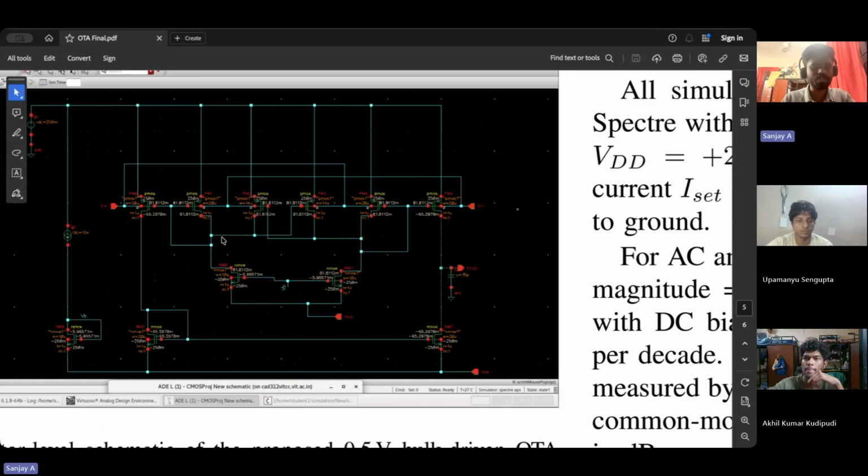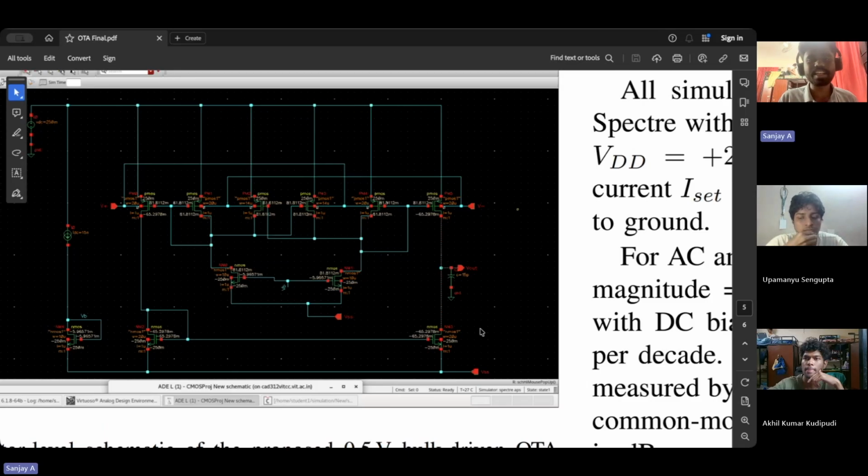M5 and M6 are PMOS transistors sized at width 20 micrometer and length 1 micrometer. They form a unity gain current mirror. Here's their function. The input stage produces differential drain currents, call them I1 and I2, from left and right branches. M5 mirrors the current from the left branch to the right branch. M6 then subtracts it from the right branch current.